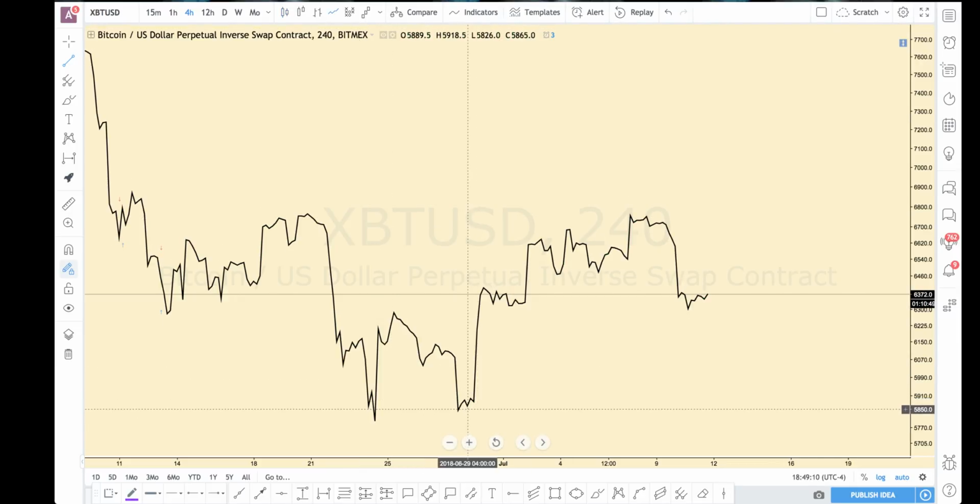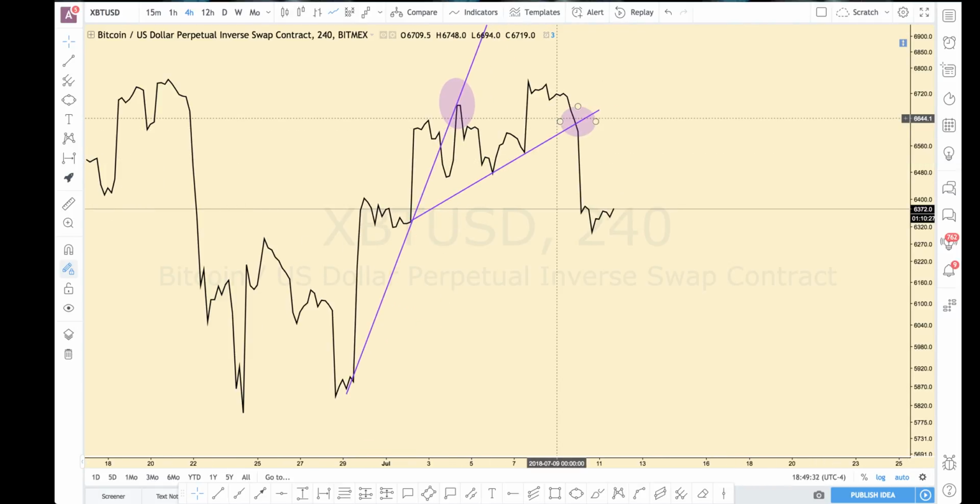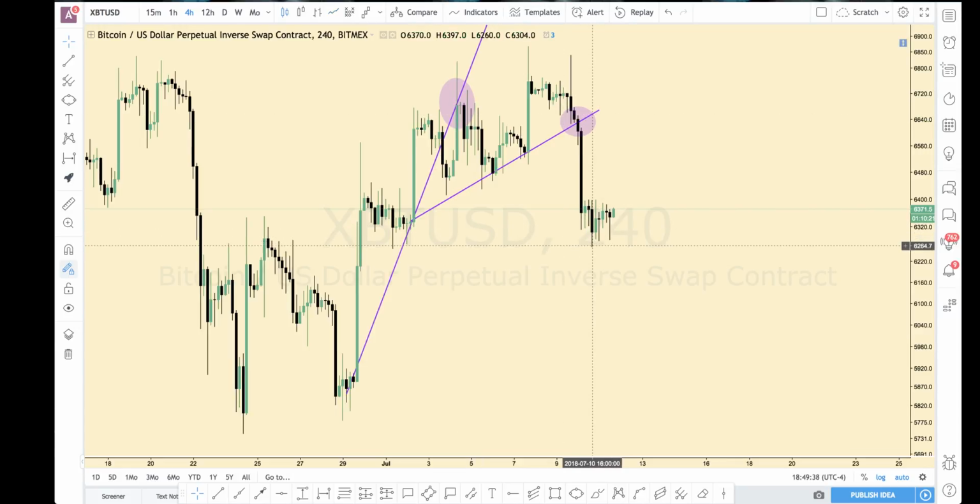As you can see, we were on this trend line. We had a retest right here after we broke it. And then we established this trend line, and then you can see we broke it here. Classic fork. Easy trade, breakdown. So this is where we're at currently.